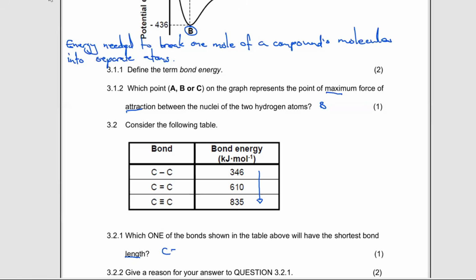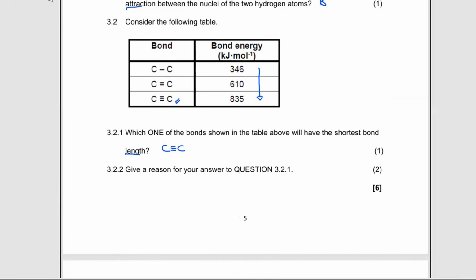C triple bond, right? According to this, the higher the bond order, the higher the bond energy. Therefore, the bond length is going to be shorter. The one that is going to have the shortest bond length is the last one, which is C triple bond C, because there is a greater bond energy. So these are closely attached. Bond strength becomes high.